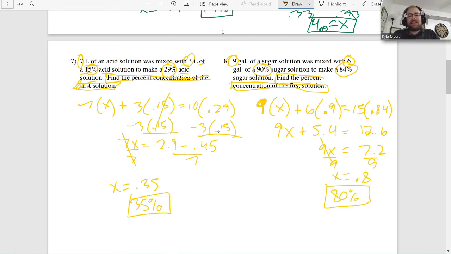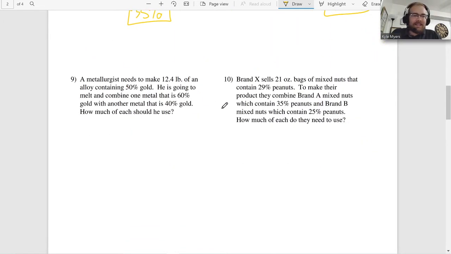All right, 0.8 is 80%, so that's the answer to that one. All right, let's knock these last two out real quick.